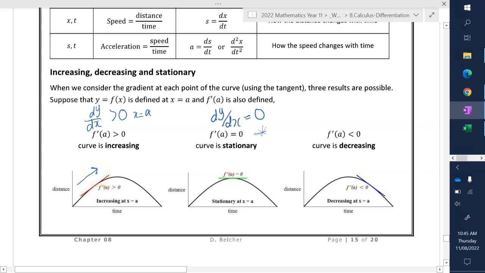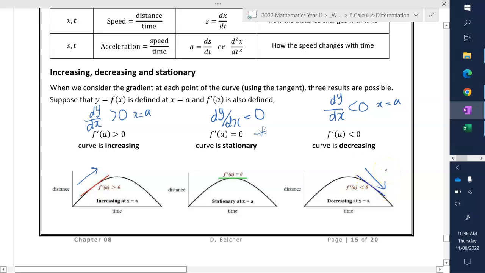Likewise, if we think of the opposite down this end here, if our dy/dx is less than 0 at some point x equals a, the gradient of our tangent is negative. It's looking like it's going this way. Think back to general slopes in our earlier years of school. We would say then our curve is decreasing. We're going down this way.